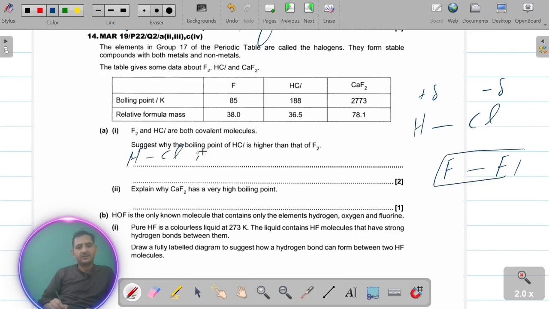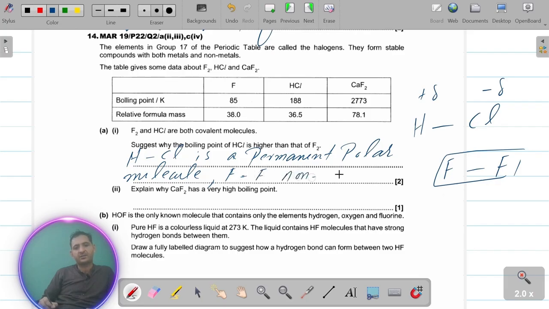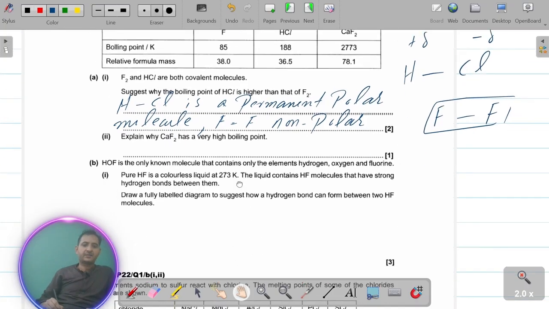HCl is a permanent polar molecule, while F2 is non-polar, with only induced dipoles. And in HCl there is a good electronegativity difference. Okay, so next we have this.